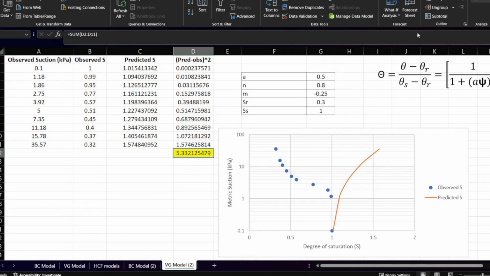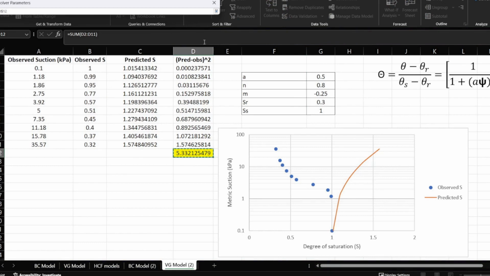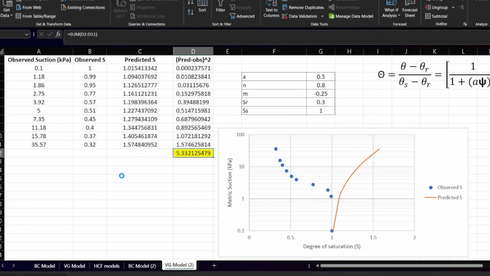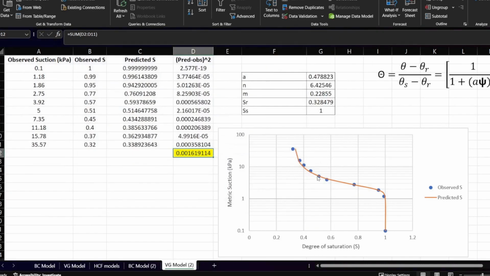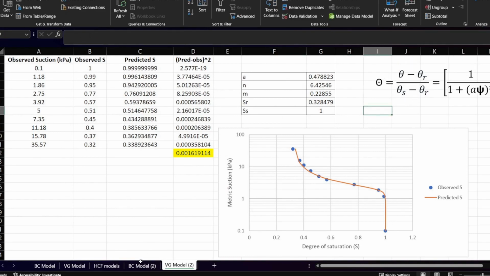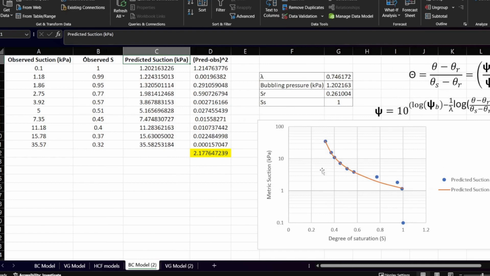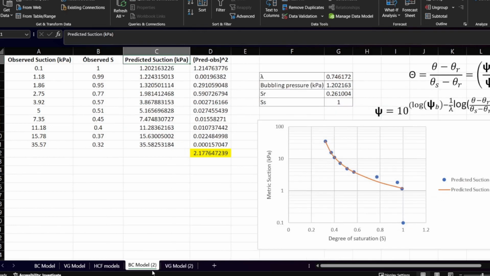Okay, so again I'll go to the solver and I'll select minimize this error value, the sum of the errors, by varying the values of these parameters, right? I'll click solve and it has solved. So here you'll see you have obtained a very good fit of the model using this Van Genuchten prediction model. At this point you can see for the Brooks and Corey model we have obtained a very good fit, and also for the Van Genuchten model we have obtained a very good fit here, right?